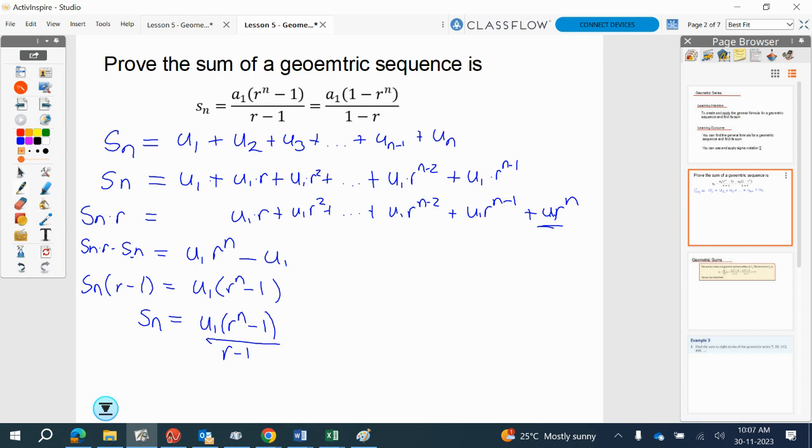This is how we do the proof. There's two forms of it, but it's the same formula. Just notice inside the brackets they move the other way. And you do this by multiplying top and bottom by -1. So -1 over -1 is still just 1.